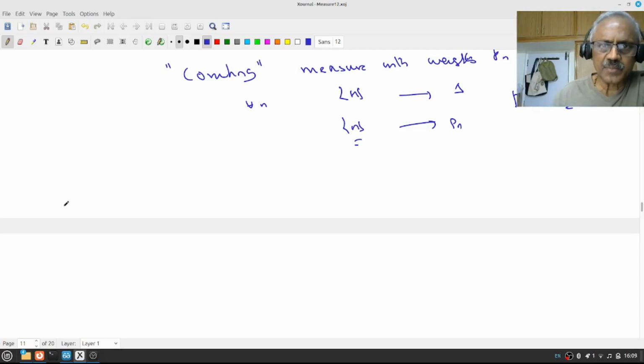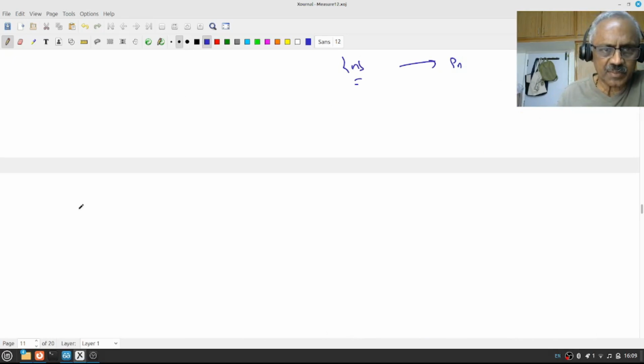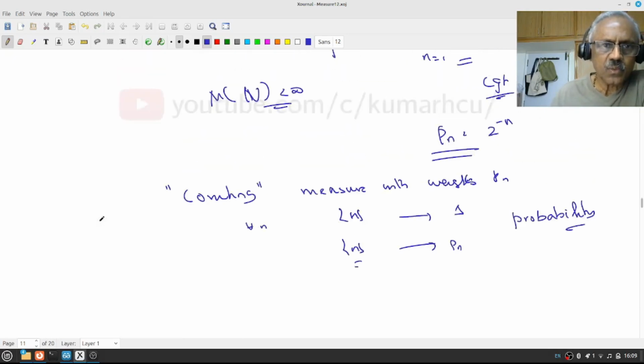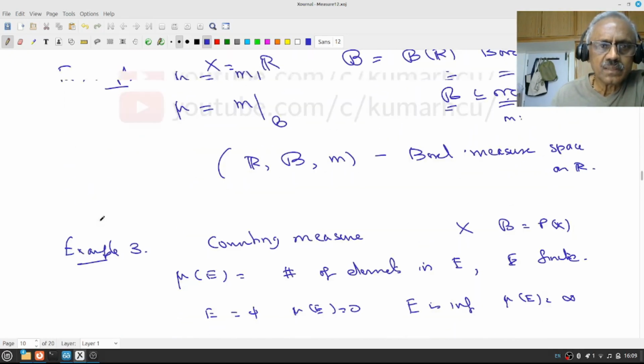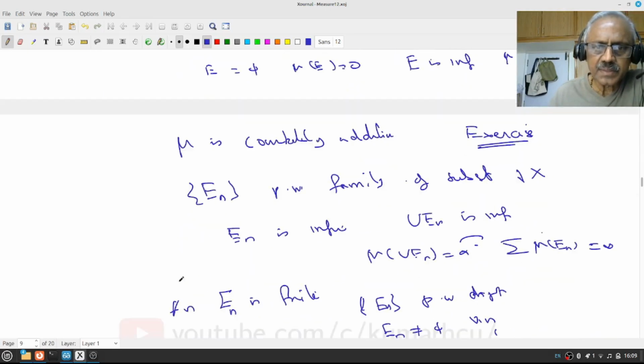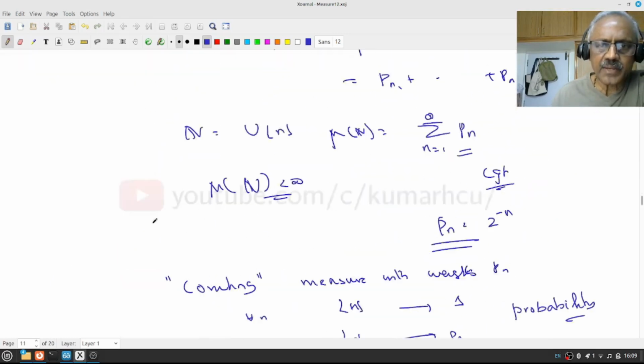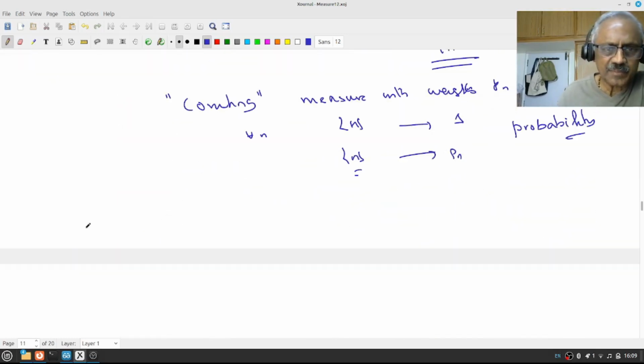The last example which I want to talk about is a very interesting example. So this is 1, this is 2, this is 3, this is example 4 and example 5. I said 4 examples, but mentally I counted 3 and 4 as 1. So example 5 is the so-called Dirac measure.